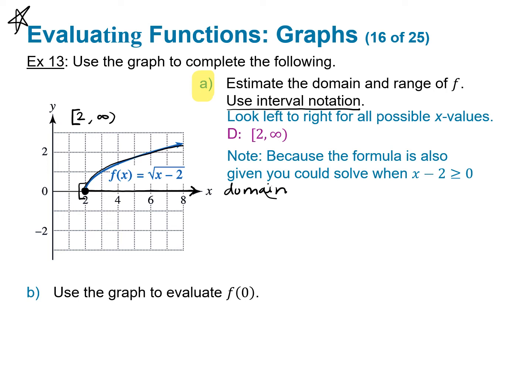So you could also, because they gave us the formula, say, hey, this stuff underneath the radical, the square root symbol, cannot be negative. So we say x minus 2 must be greater than or equal to 0. That's how you say it cannot be negative, because it has to be at least 0. Add 2 to both sides. x has to be greater than or equal to 2. So starting at 2 and all the numbers bigger than it. That's that.